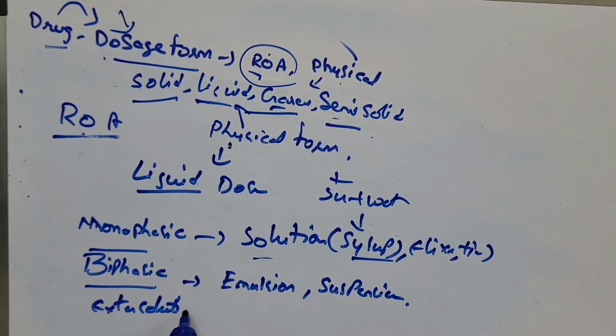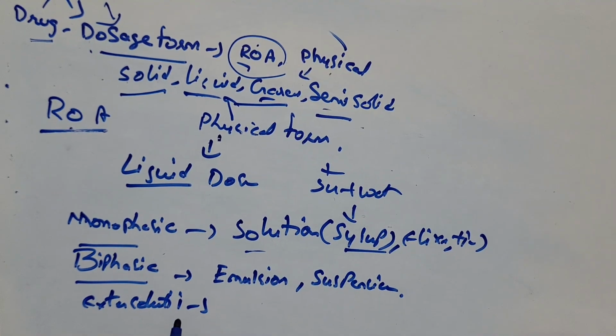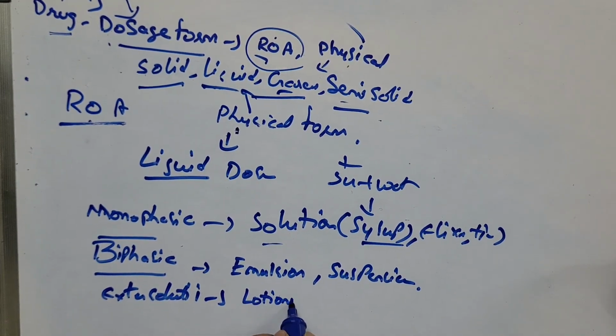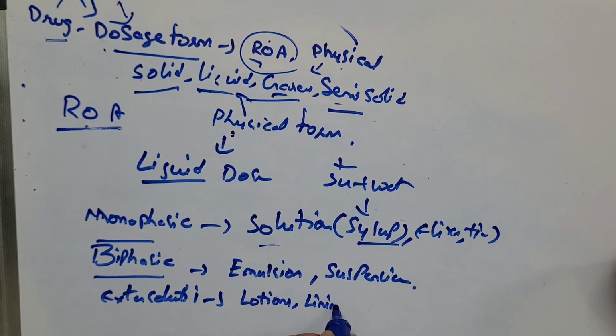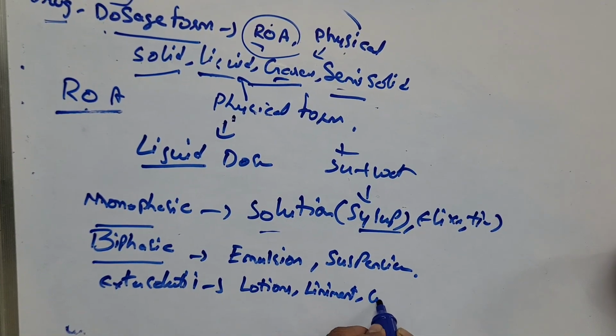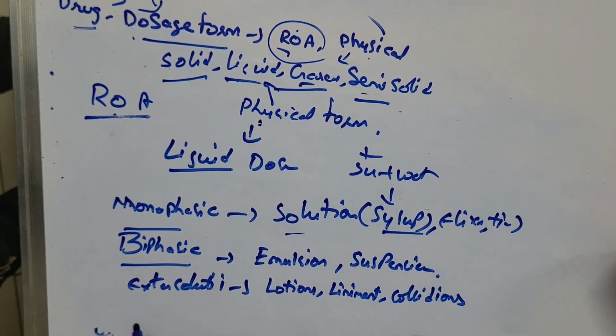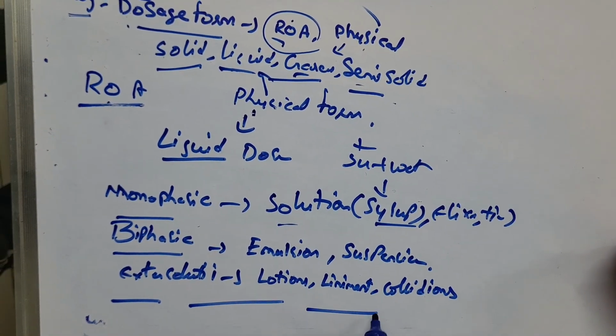These are internal. External solutions are going to be applied on the skin, that is lotions, liniments, and collodions. This is about liquid dosage forms.